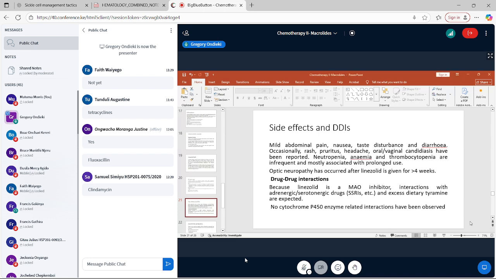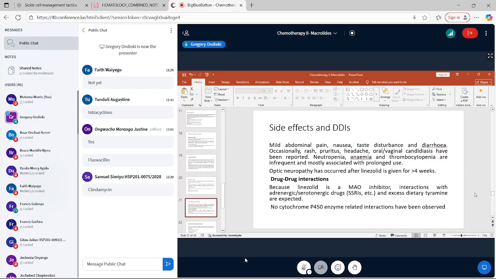Then we have occasional rash, pruritus, headache, vaginal candidiasis, because when you kill normal flora, you expect fungal growth. Then neutropenia, anemia, and thrombocytopenia are frequent. But when you use it for a prolonged period, you expect in some people that such symptoms will show up. Then optic neuropathy, if given for more than 2 weeks.